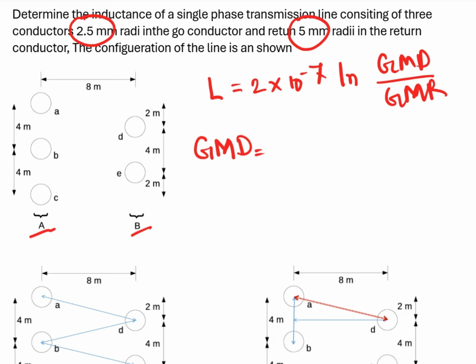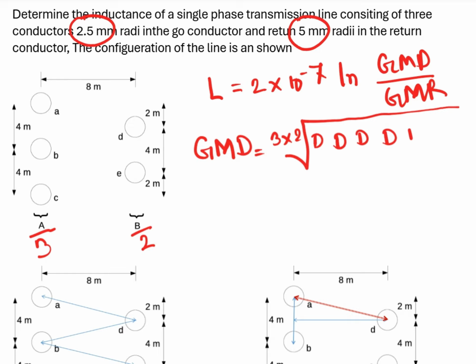So here the A circuit has 3 conductors and B circuit has 2 conductors. Indeed 3 times 2, of course here 2 times 3 means 6, so here there will be 6 distances: distance 1, distance 2, distance 3, distance 4, distance 5 and distance 6.